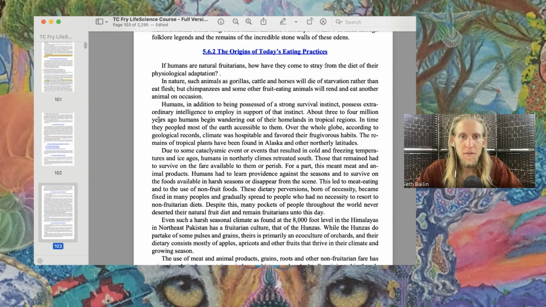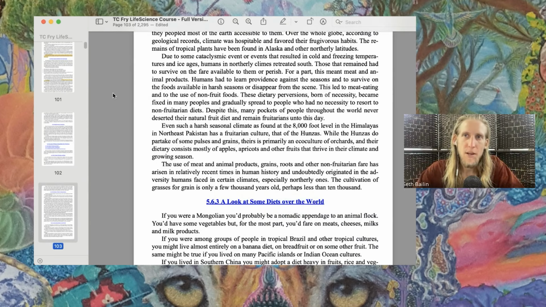Now, how did we stray so far from our diet of physiological adaptation? In one word, I can sum it up as industrialization. The Industrial Revolution in the late 1800s really ramped up this factory style of our entire culture. And food was no exception. Food became factorized, canned, very cooked, and we completely lost track of what nature actually is.